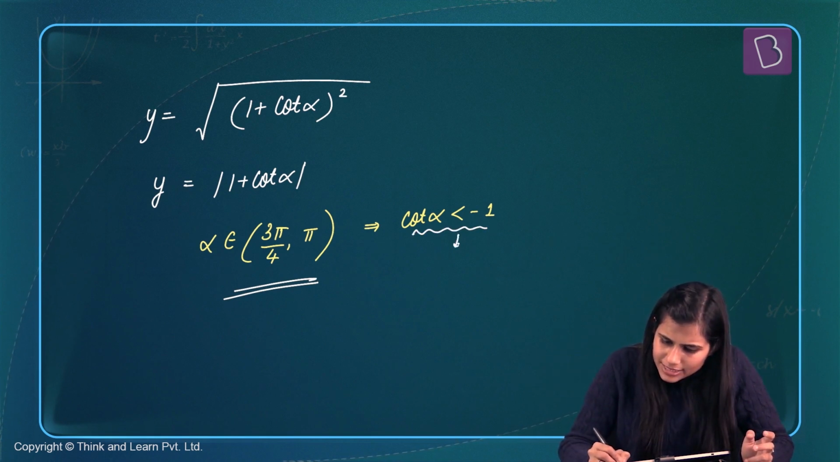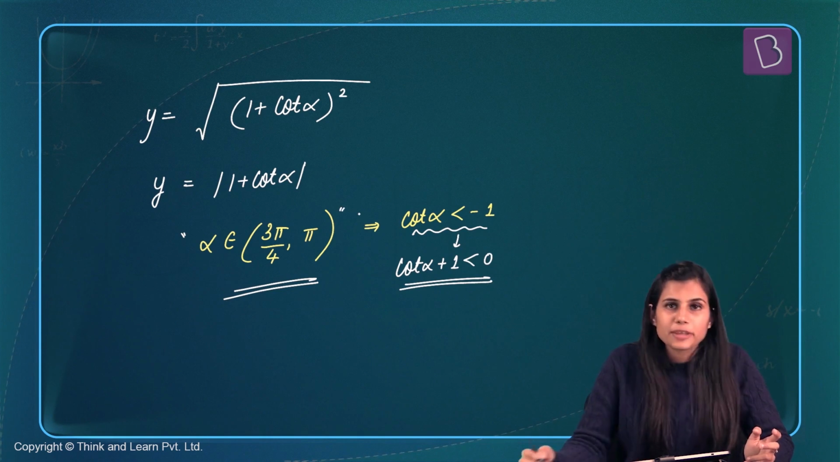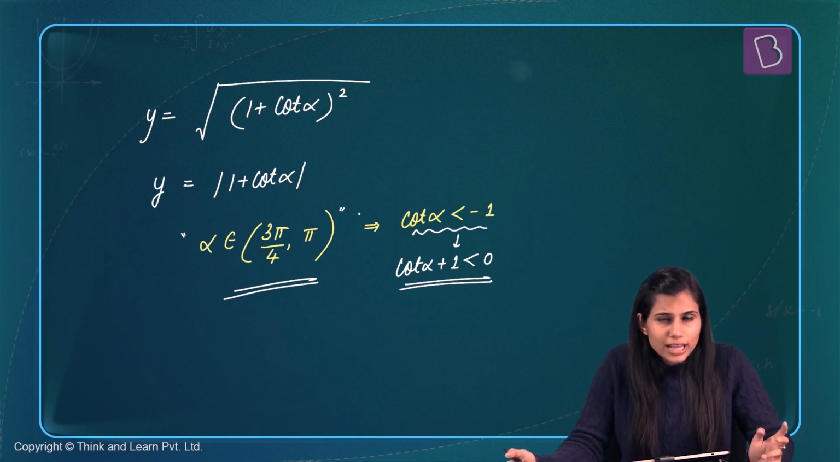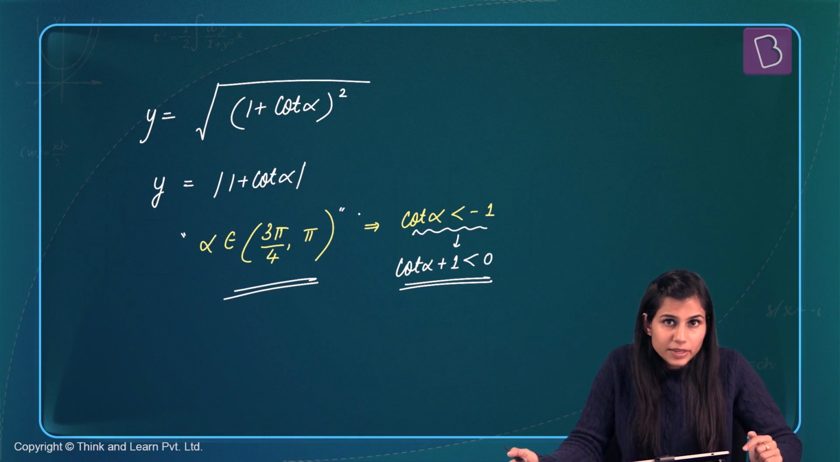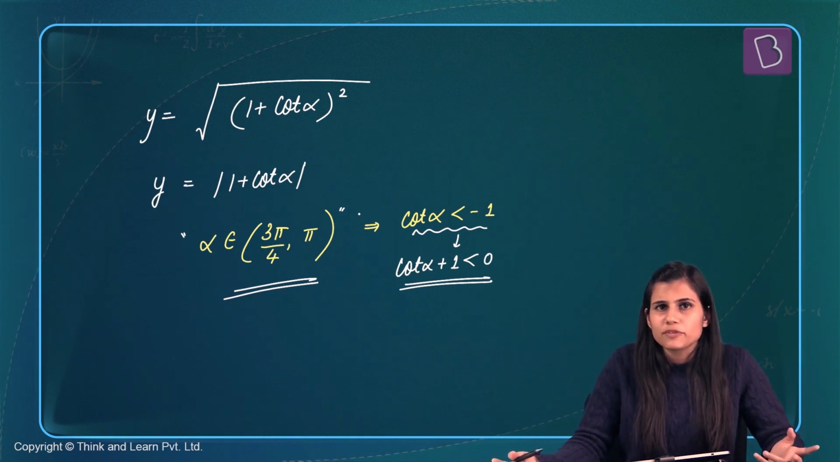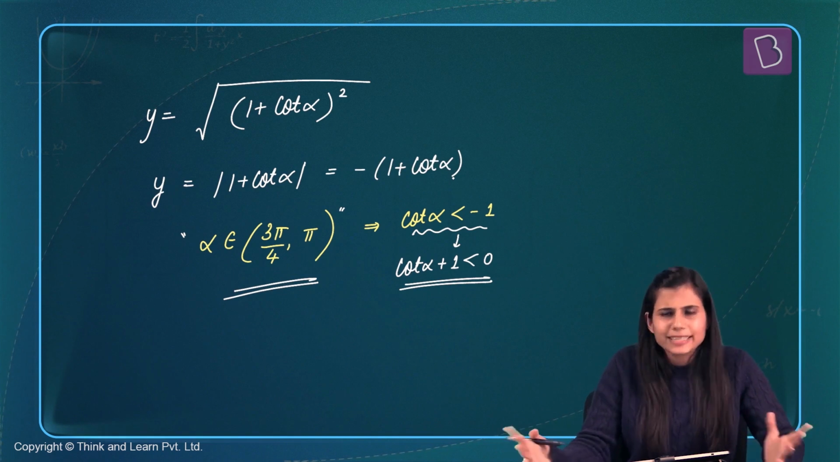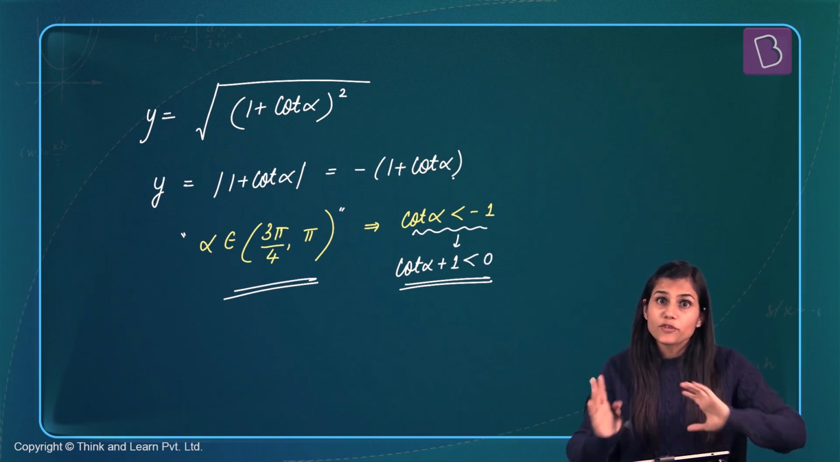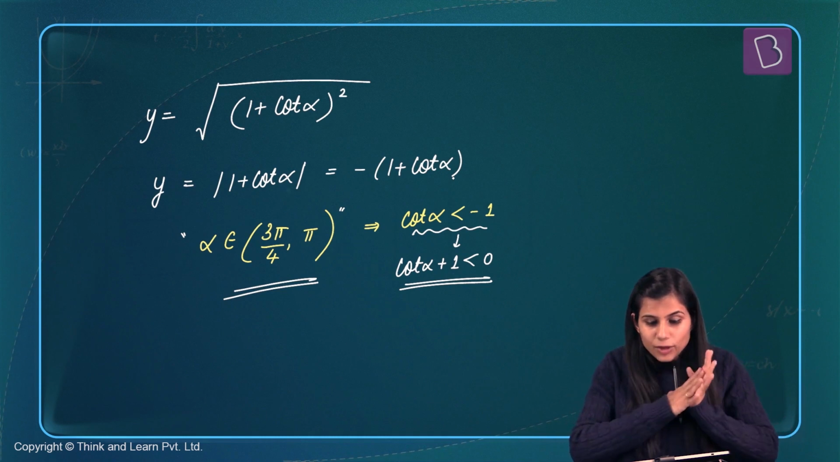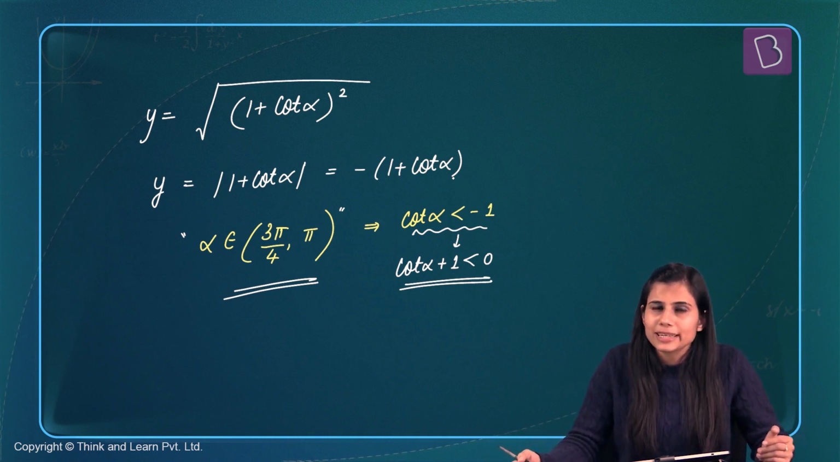And in the next step I can write that 1 plus cot alpha is definitely going to be less than 0 for alpha coming from here. If 1 plus cot alpha is less than 0 for these values of alpha, that means mod of it is going to be minus of 1 plus cot alpha by the definition of the mod function. So this is simply going to be minus of 1 plus cot alpha, that means minus 1 minus cot alpha. So you see how we have dissolved our y function, which was in terms of alpha, to a simple expression that is minus 1 minus cot alpha.